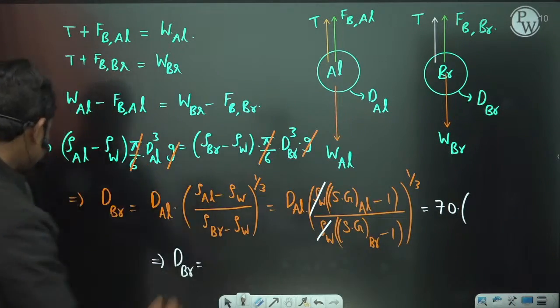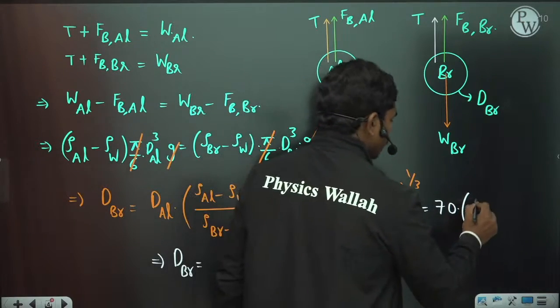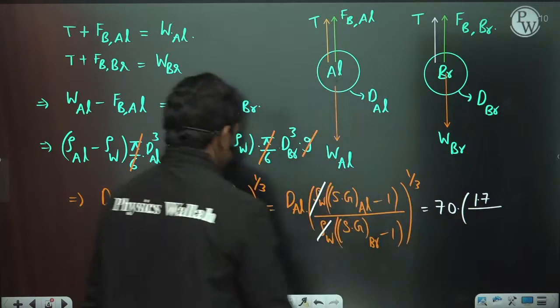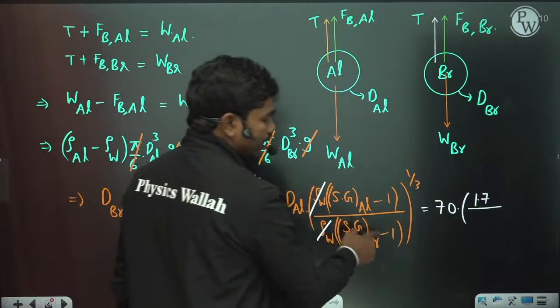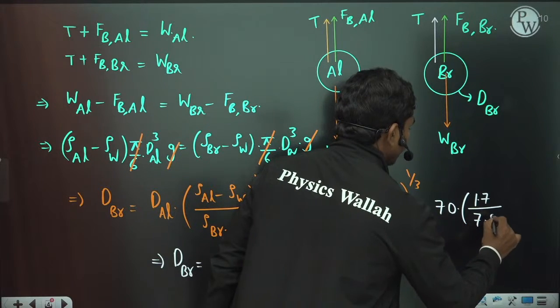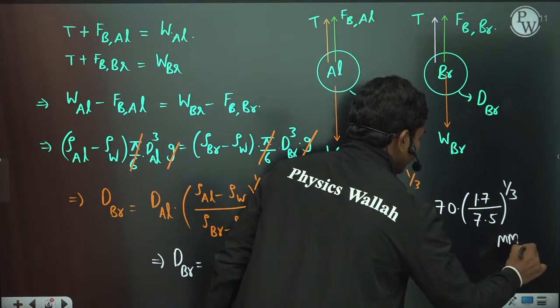Now, what is the specific gravity of aluminum? 2.7. So 2.7 minus 1, which is 1.7, by, next, the specific gravity of brass, which is given as 8.5. So 8.5 minus 1, which is 7.5, whole to the power 1 by 3. So this is the value of the diameter of the brass in mm.